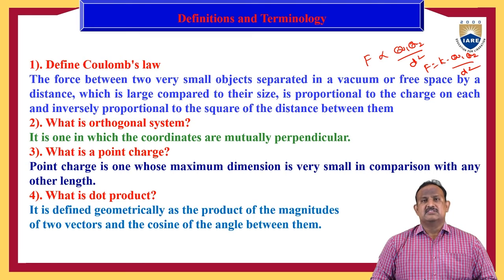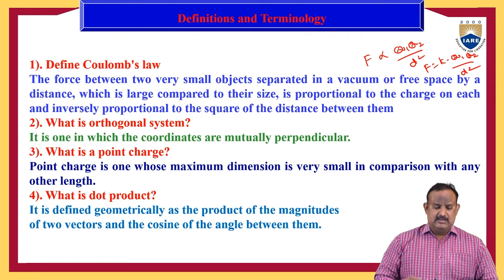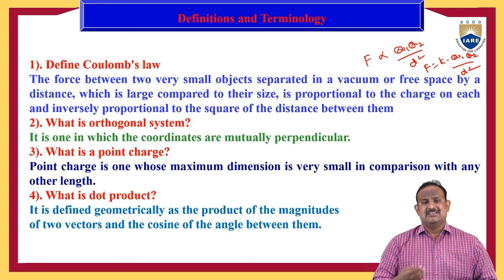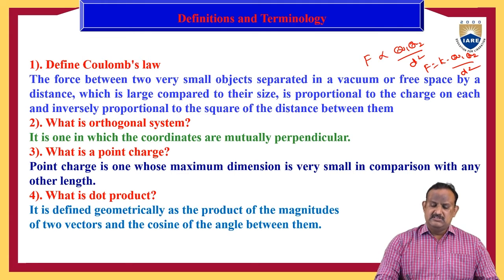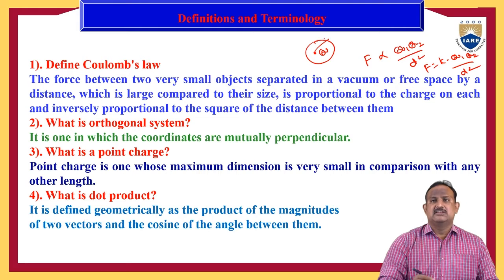So what is the orthogonal system? It is one in which the coordinates are mutually perpendicular to each other. So what is the point charge? The point charge is one whose maximum dimension is very small in comparison with any other length. This is known as a point charge. Point charge means at that particular point only we have the charge. So let us assume this is a point, and it is having the charge Q. At this particular point only we have the charge.